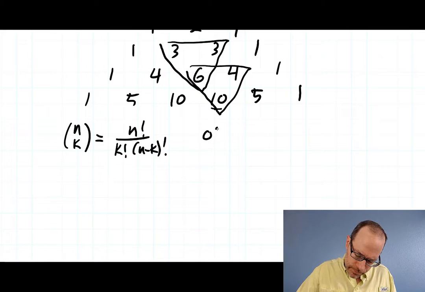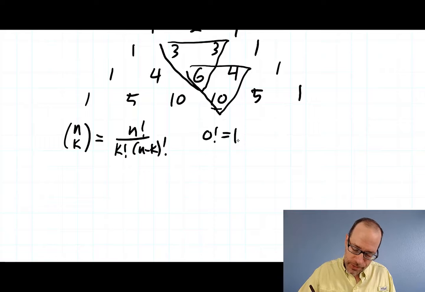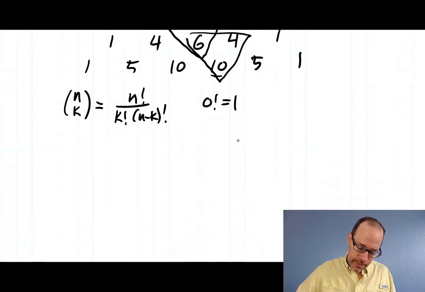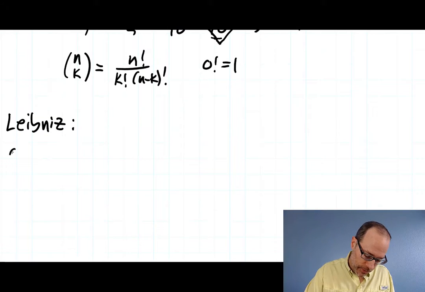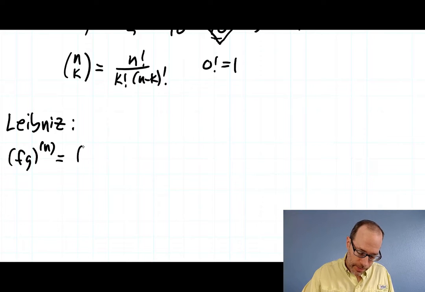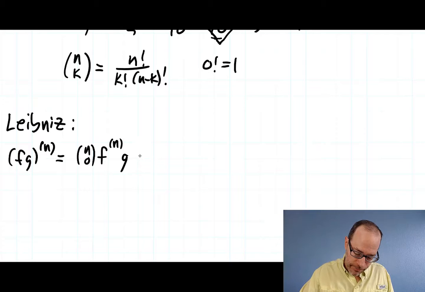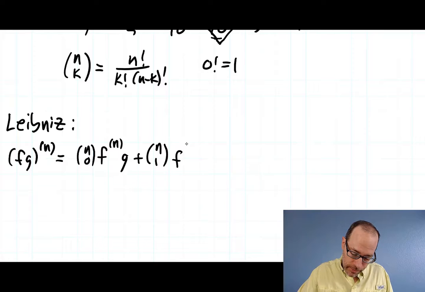Don't forget, there's a convention that 0 factorial is defined to be 1. Anyway, we can now give Leibniz's rule for doing higher order derivatives. It's this, that if you want to do the nth derivative of a product, you use these binomial coefficients and initially give f all the derivatives and g none. And then you work your way up this binomial tree here, lowering the derivatives on f and increasing them on g.